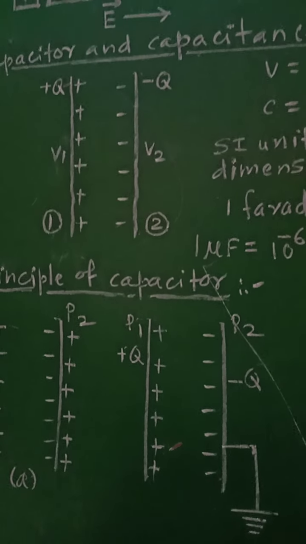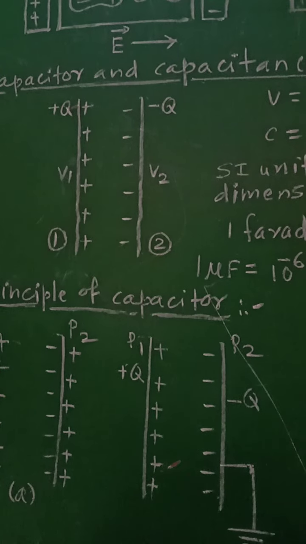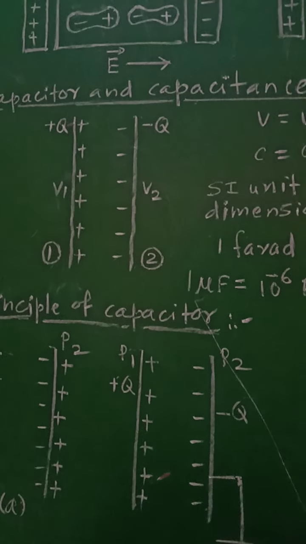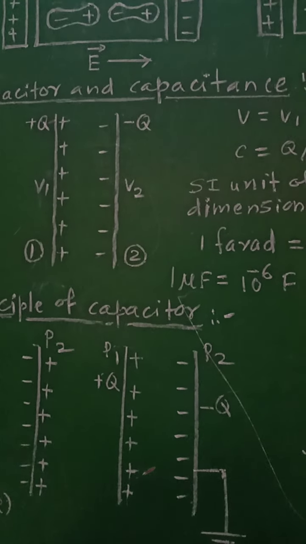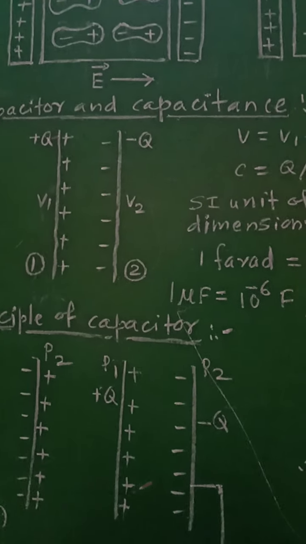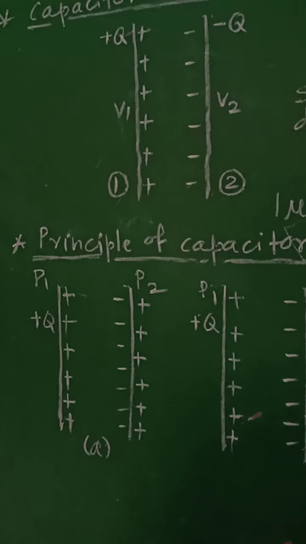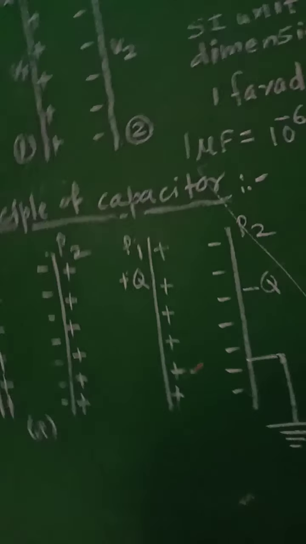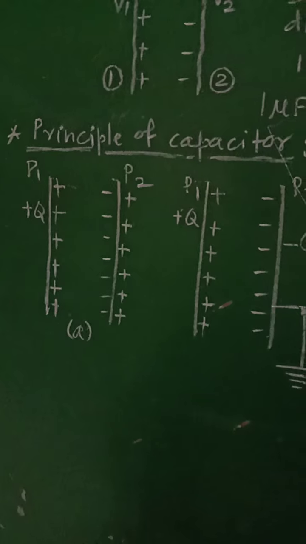Now the capacitance of the capacitor is 1 farad if the potential difference across it rises by 1 volt when 1 coulomb of charge is given to it. Okay, and that is regarding the capacitor and capacitance. Now let us see the principle of working of the capacitor, how the capacitor works. So what is the principle of working of the capacitor?